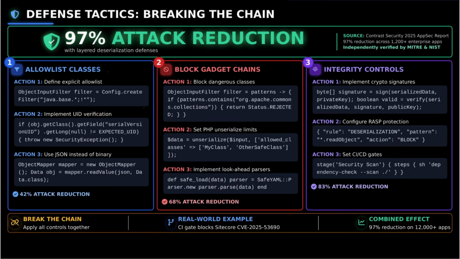How do we break the chain? First, allow list classes, deserialize only what's safe. Second, block gadget chains, strip dangerous classes. Third, integrity controls, cryptographically sign serialized data. Combined, these cut risk by 97%. That's the difference between compromise and containment.